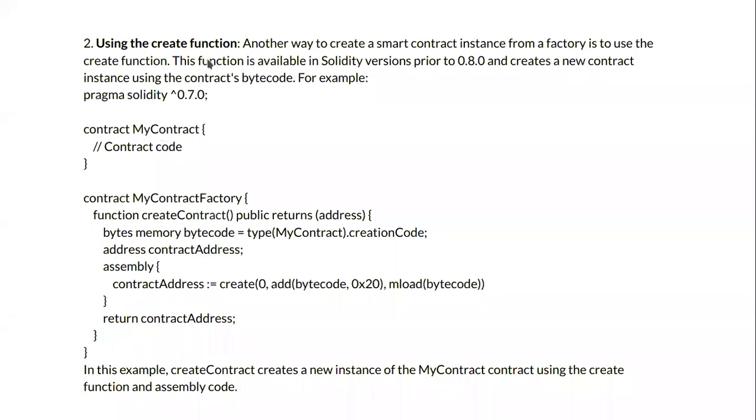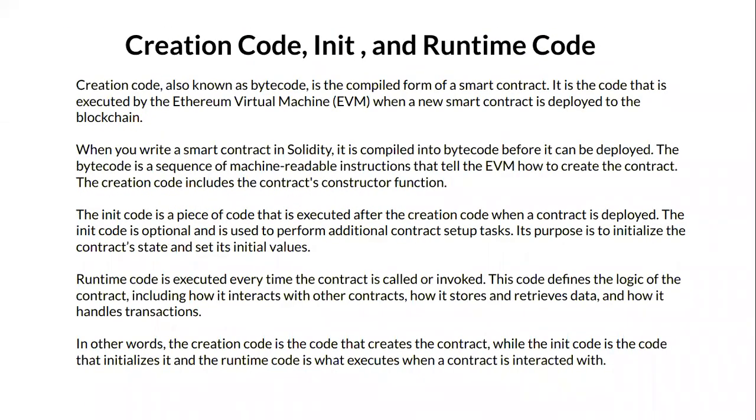So another way to create a smart contract instance from a factory is to use the create function. This function is available in Solidity version prior to 0.8, and it creates a new contract instance using the contract bytecode. So before I go into this, I want us to look into creation code, init code, and runtime code.